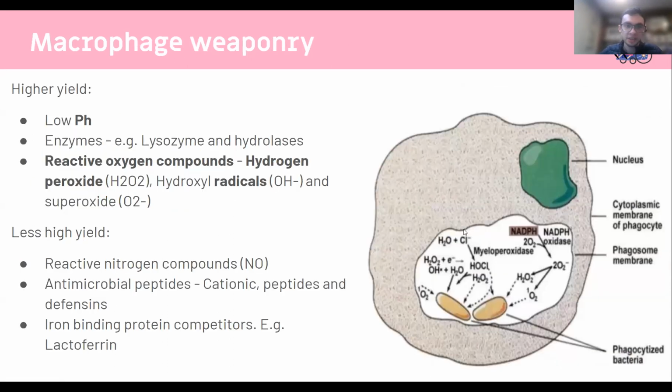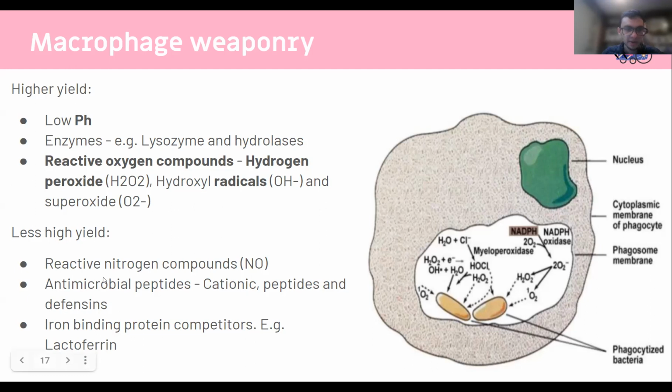How does it actually kill? How does the macrophage actually phagocytose and kill pathogens? It has a low pH, it has lysosomes and hydrolases, which break down proteins mainly. And they're also very protective. And you have reactive oxygen compounds, which are highly toxic. The main ones to know are hydroxyl radicals and hydrogen peroxide, and they can destroy pathogens.